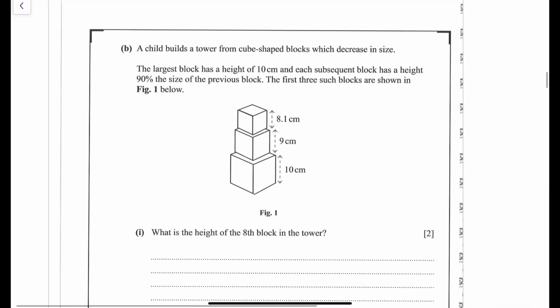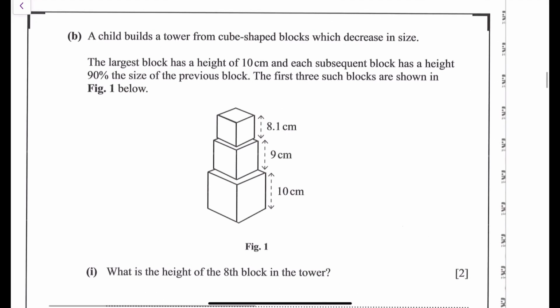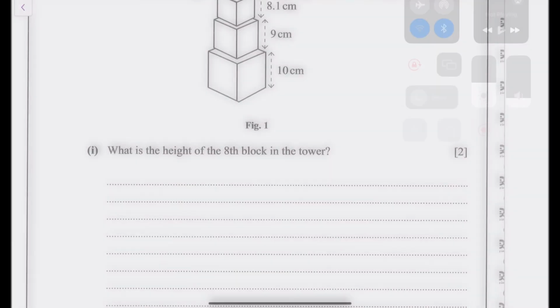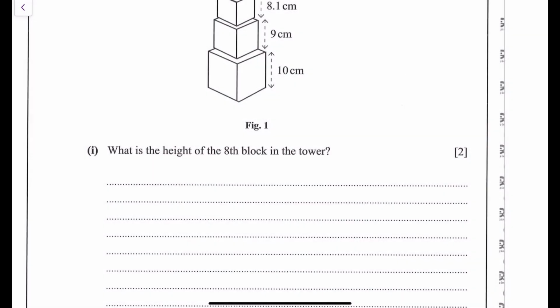Next question says, a child builds a tower from cube-shaped blocks which decrease in size. The largest block has a height of 10, so the one at the bottom, and each subsequent block has a height 90% the size of the previous. The first 3 blocks are shown. So what is the size of the 8th block? The question asks, what is the height of the 8th block?